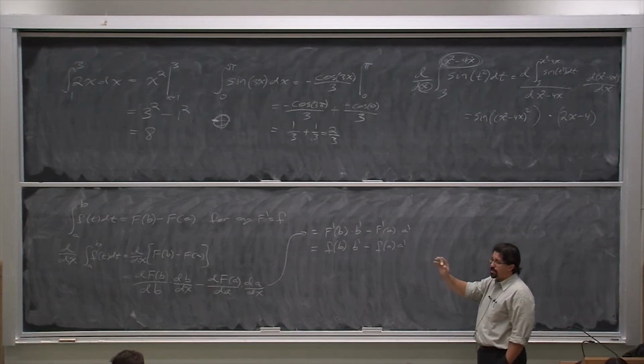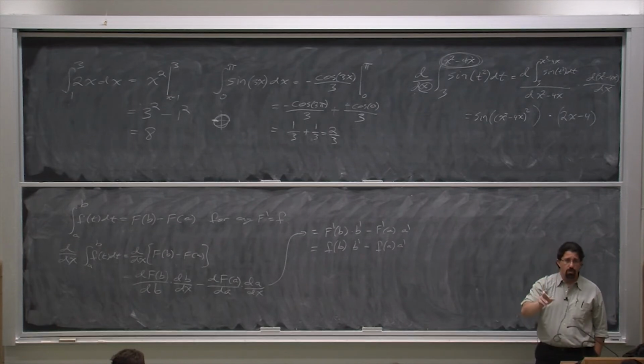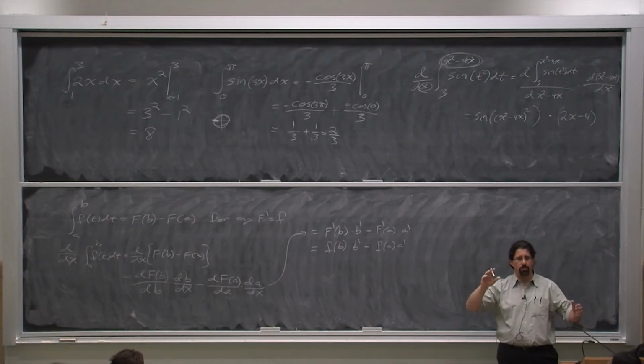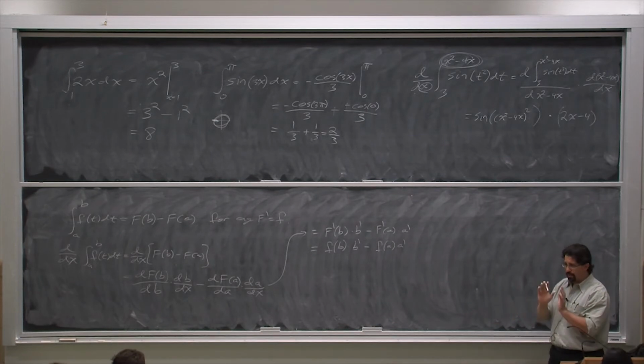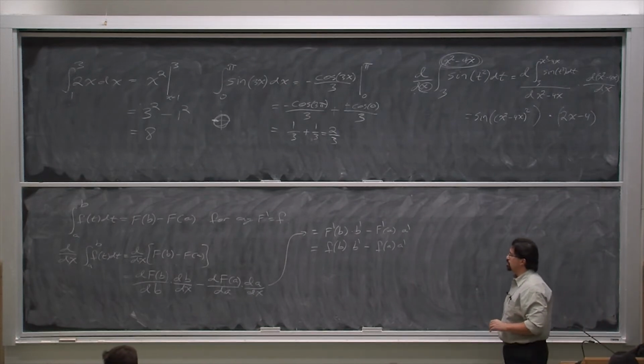Remember, this is as long as the function is continuous over the entire interval. If you're trying to integrate 1 over x, and one of these guys is positive and the other one is negative, that's going to blow up. But as long as the function behaves properly and all we're asking it to do is to be continuous, then this thing is going to work out perfectly.